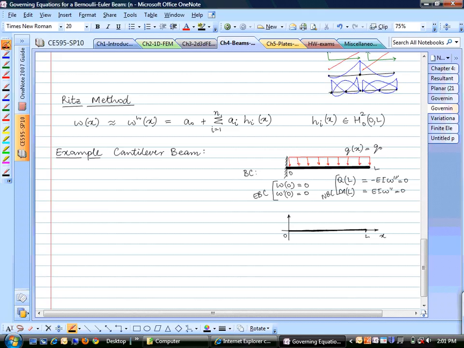So what should I choose for A0? I need to approximate my displacement of the beam. This beam is going to displace something like this. What should I choose for A0? So if I just choose 0, that is fine. That satisfies both the essential boundary conditions. So A0 is 0. How about H? Let's say we are just going to choose 1. I is equal to 1. Or N is equal to 1. So we'll just stay with one function. So what should I choose for H1 of X?